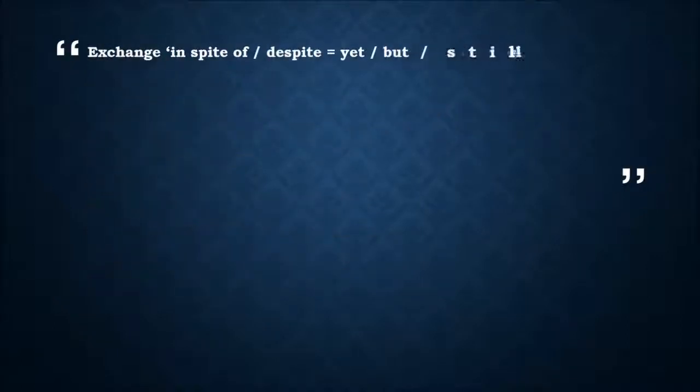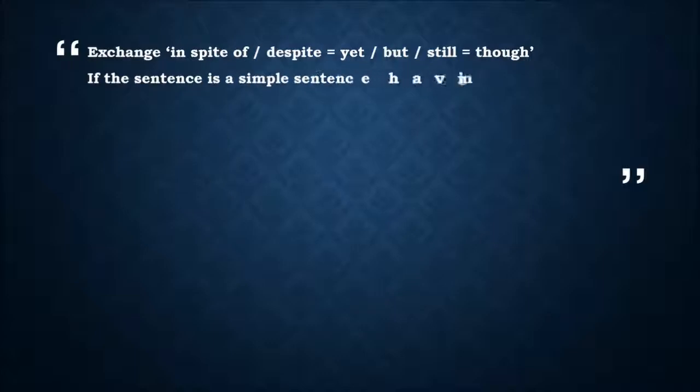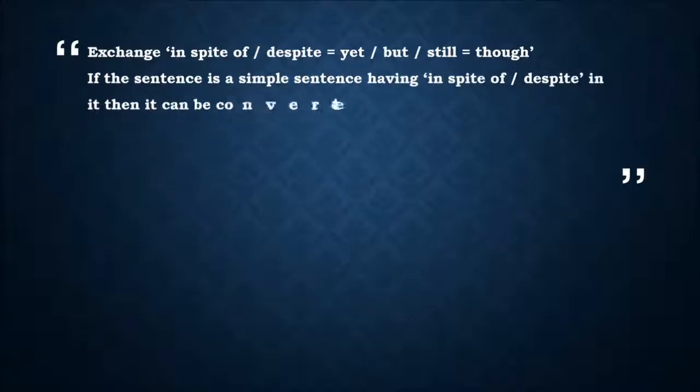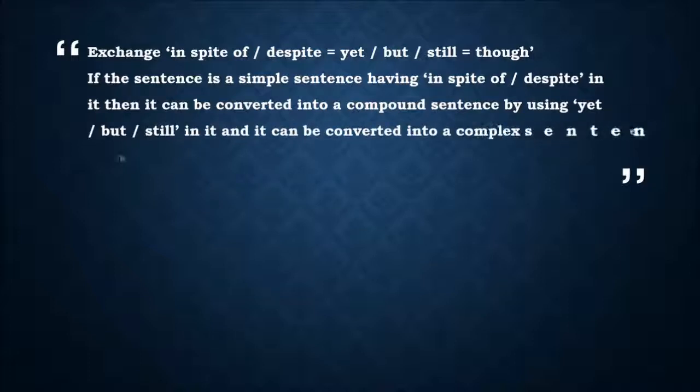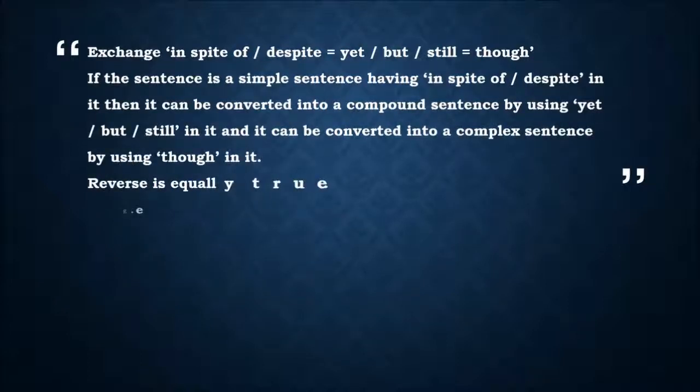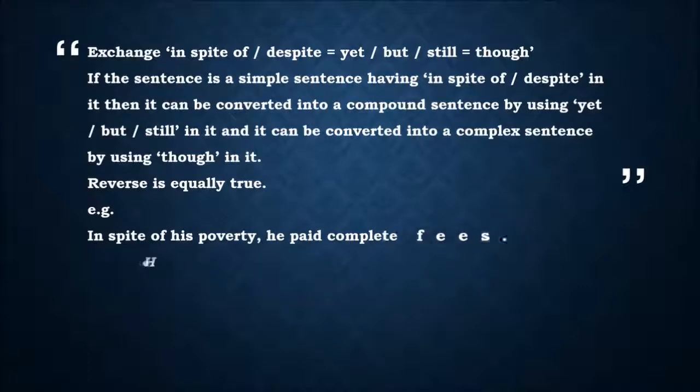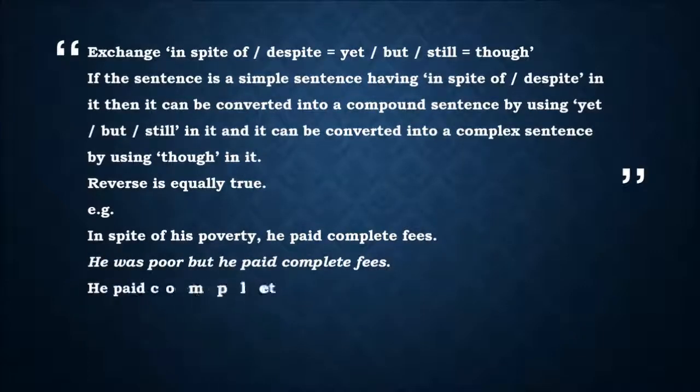2. Exchange in spite of / despite equal yet / but / still equal though. If the sentence is a simple sentence having in spite of / despite in it, then it can be converted into a compound sentence by using yet / but / still in it, and it can be converted into a complex sentence by using though in it. Reverse is equally true. E.g. In spite of his poverty, he paid complete fees. He was poor but he paid complete fees. He paid complete fees though he was poor.